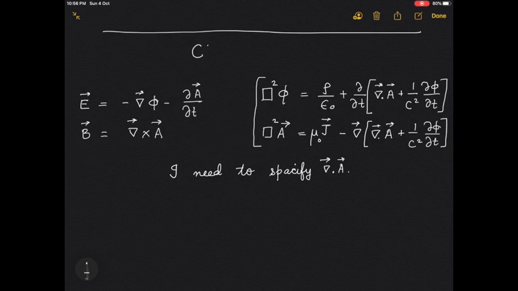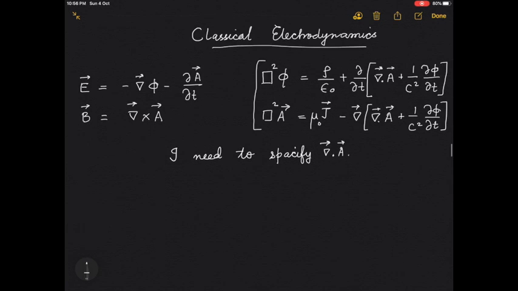So now this is also the equations of classical electrodynamics. Okay. Now, divergence of A has to be specified from outside. Specifying divergence of A will fix A. Specifying divergence of A has a name. We call it fixing the gauge.